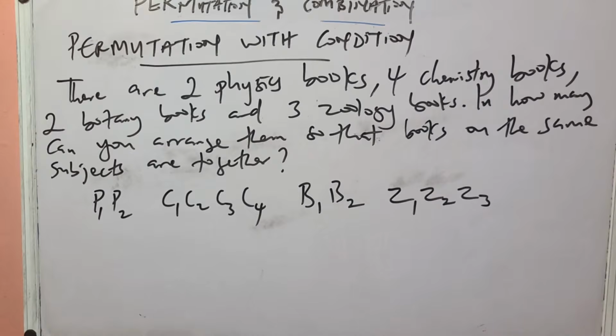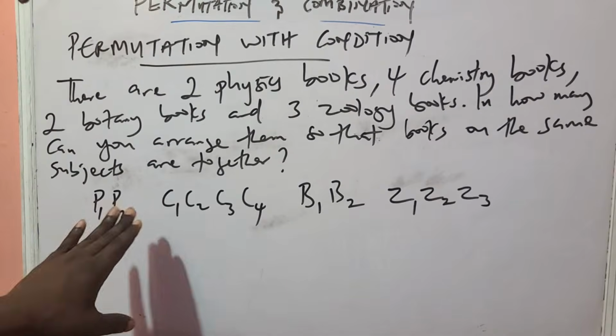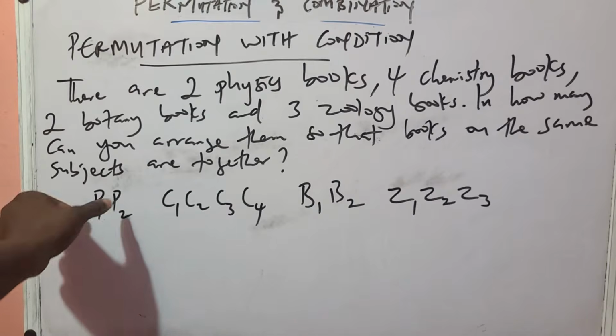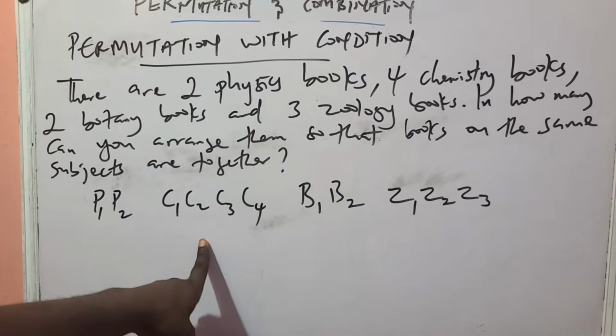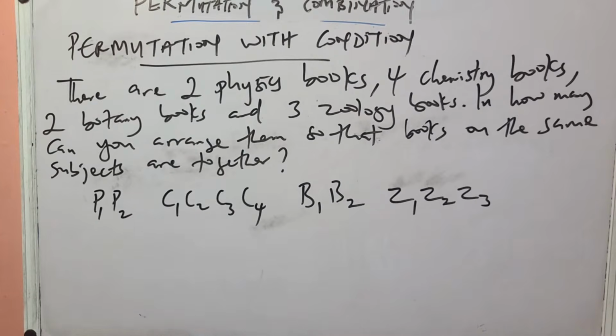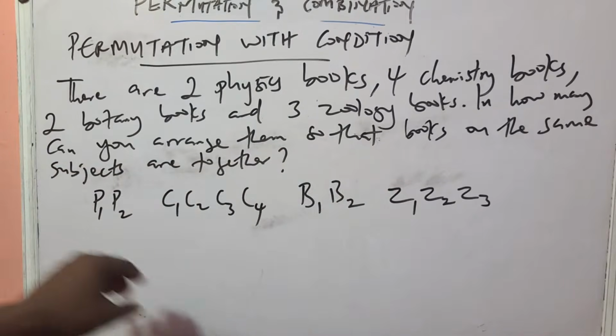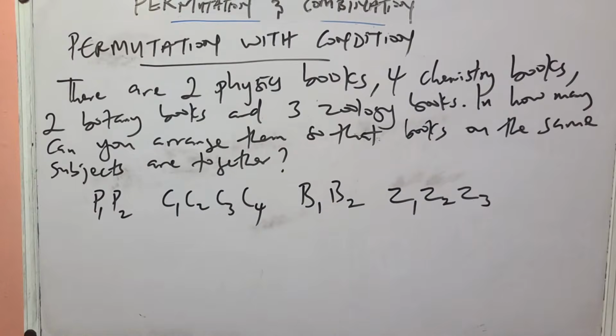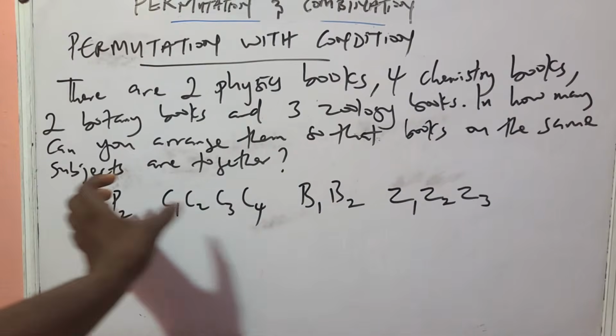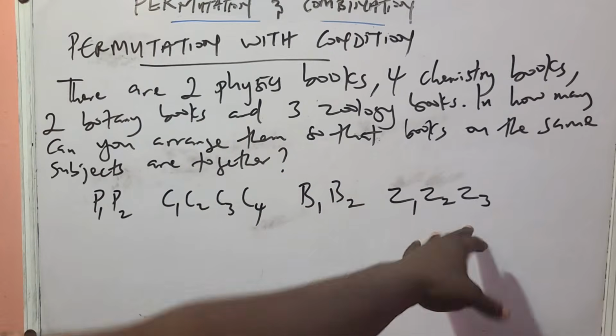Now they said, in how many different ways can you arrange them so that the books on the same subject are together? That means they are saying this should happen. Physics must stay together. We don't want a situation where physics comes, chemistry comes, physics comes. That would be wrong. That would not fulfill the question that was asked. You can see physics is together, chemistry is together, botany is together, zoology is together.